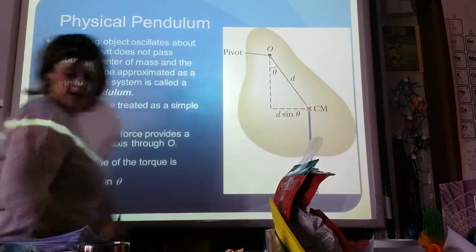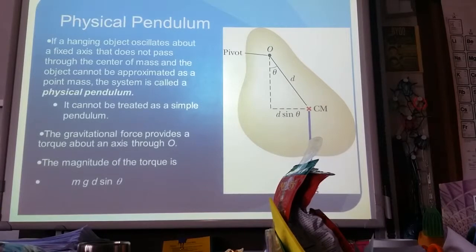Okay, a physical pendulum is a little bit different in that if we have a hanging mass, a hanging object, and it oscillates about some fixed axis that does not pass through the center of mass, and the object can't be approximated as a point mass, we call this a physical pendulum. So we can't treat this as a simple pendulum because usually a physical pendulum is more of an object that's not necessarily right at its center of mass. So we need to try to treat it as though something is moving about its center of mass.